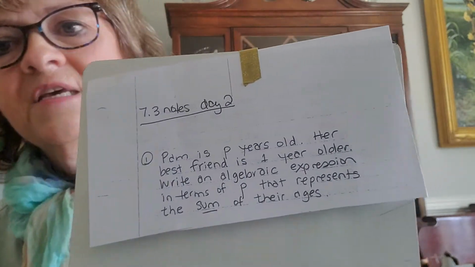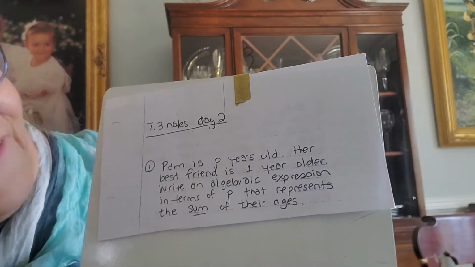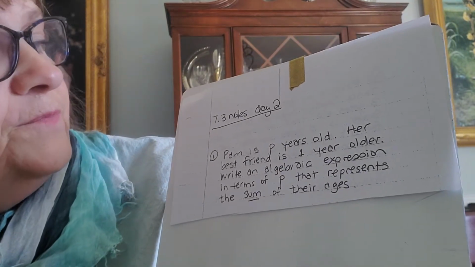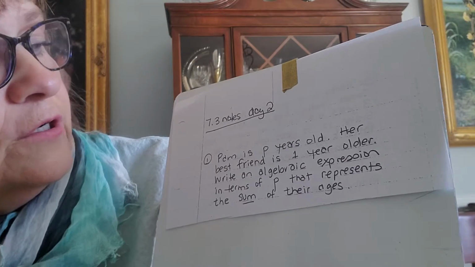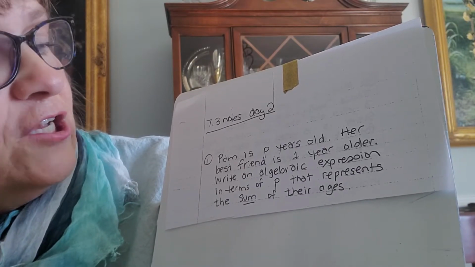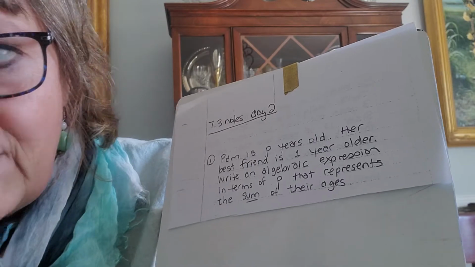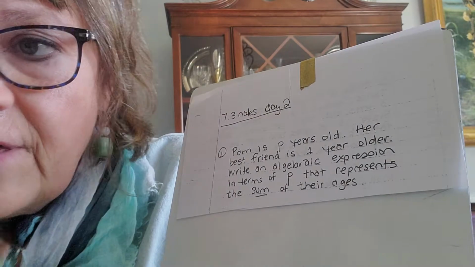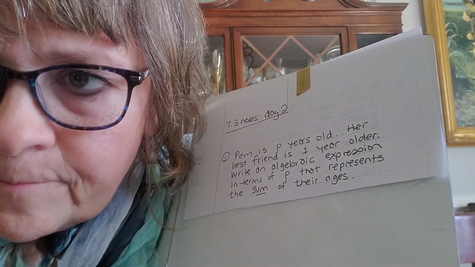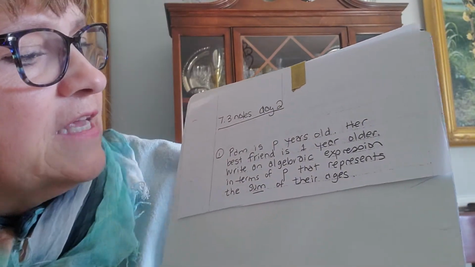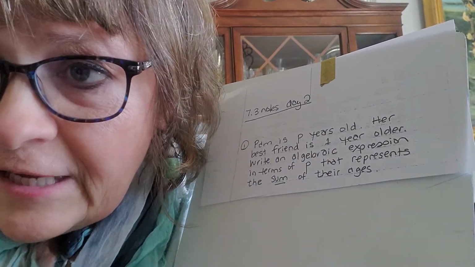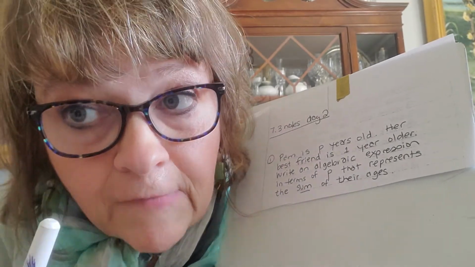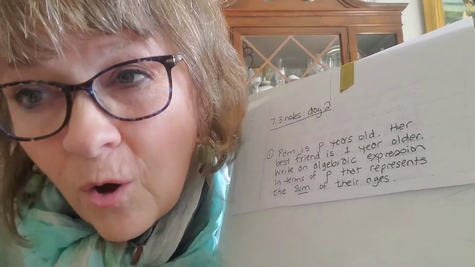So what this says is... Okay, so it says Pam is P years old. Her best friend is 1 year older. And then they want us to write an algebraic expression in terms of P. That means they want you to use P for the variable. That represents the sum of their ages. Sum of whose ages? Well, I guess that would mean Pam and her best friend. So before we can sum them, and sum means add, we need to figure out how old they are.